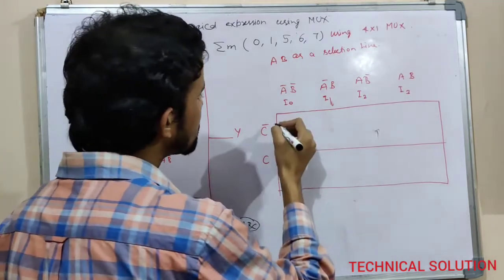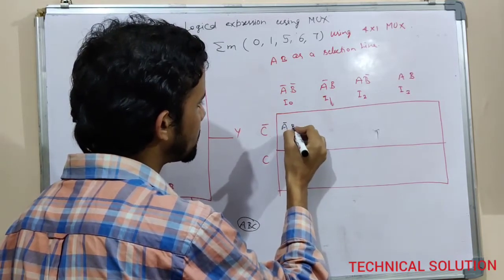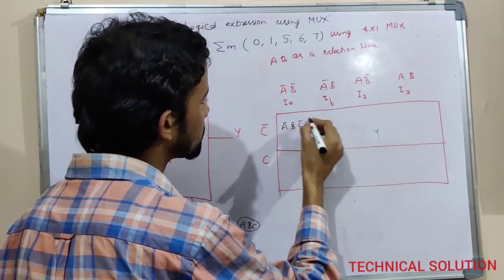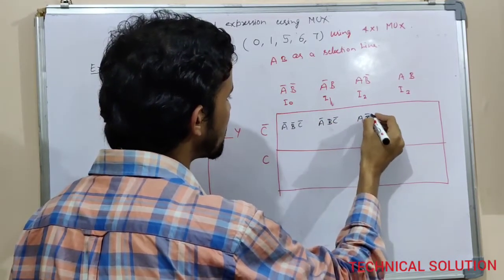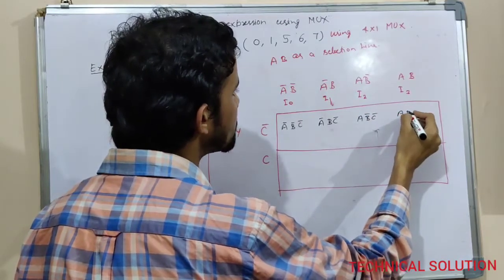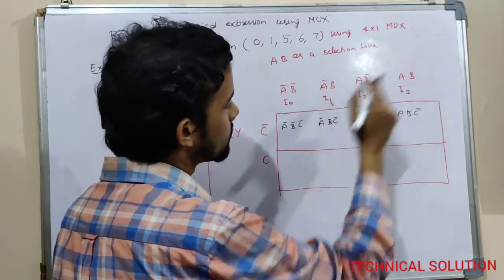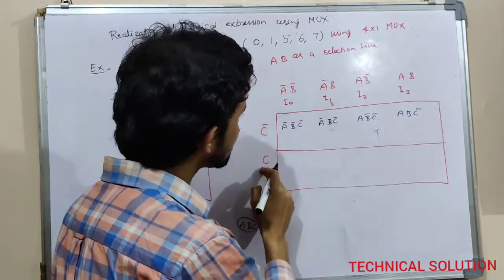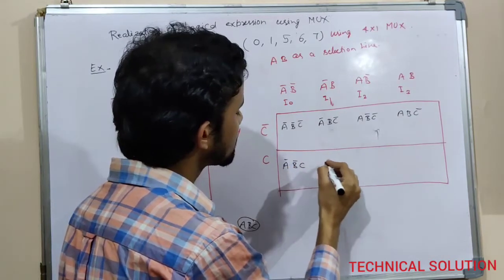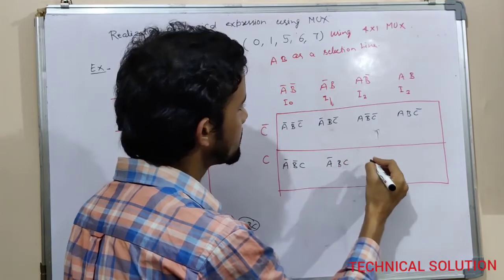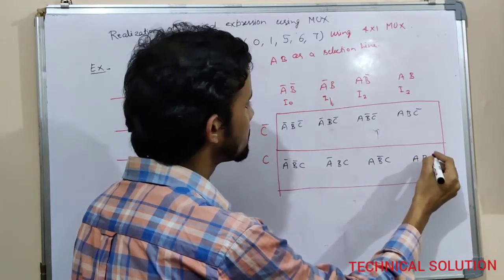Okay, so how to fill this table? We have to put A bar B bar and C bar. This is A bar B and C bar. This is A B bar and C bar. This is A B and C bar. What I do here is, this C bar is combined with all these inputs. Likewise, C is also combined with all these inputs, that is A bar B bar C, and this is A bar B C, and this is A B bar C, and this is A B C.